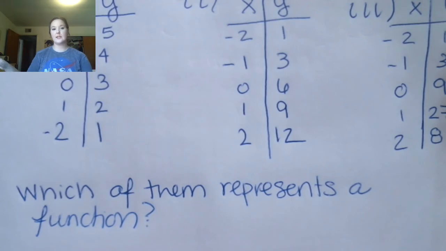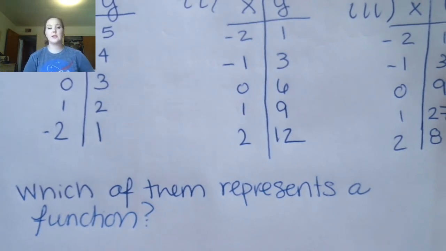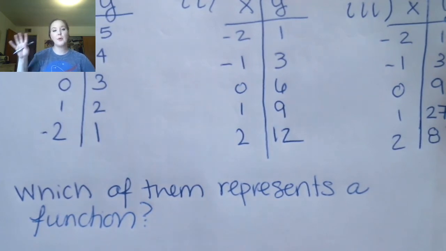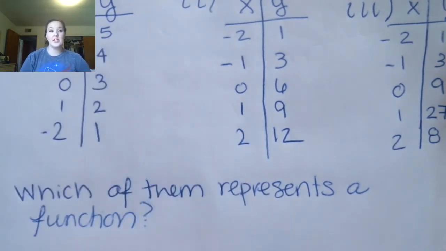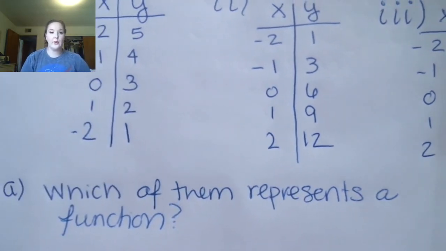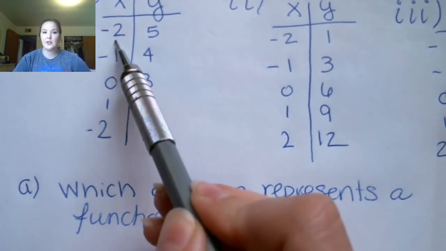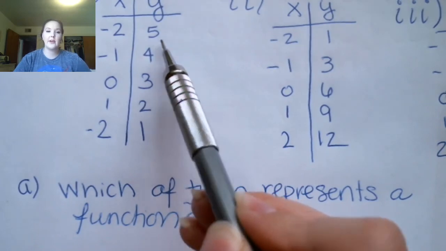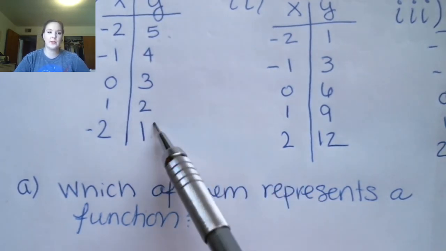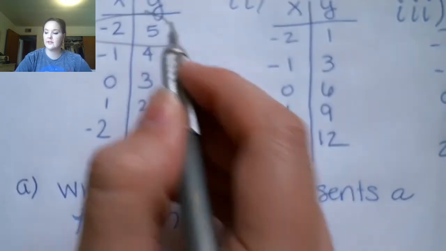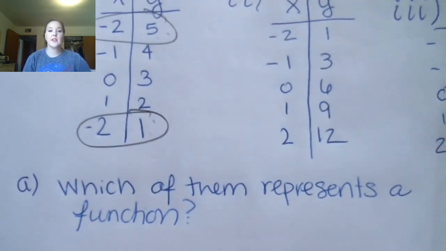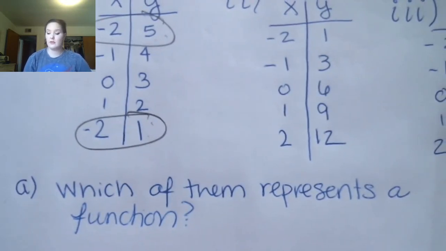So if we're looking at these three tables, we want to know which of those three, if any of them, is a function. Remember what you're checking for when you're checking if something is a function. Remember, this is from 5.1. We're saying, does each x value have one corresponding y value? If we check the x value -2, it seems to have two corresponding y values, right? We have this and this, so we would say that this is not a function.